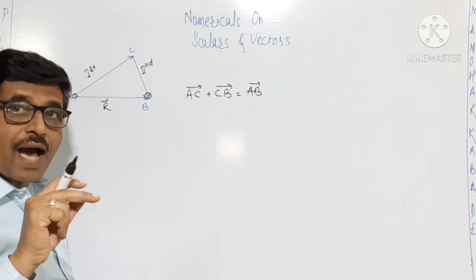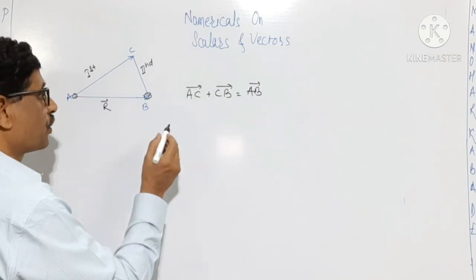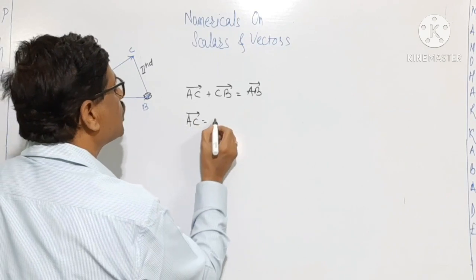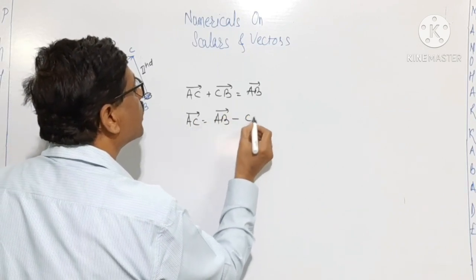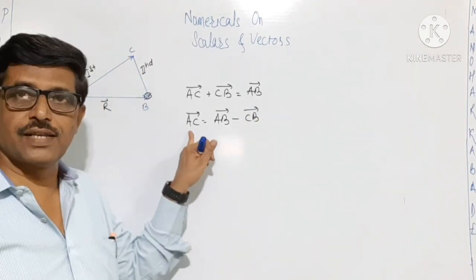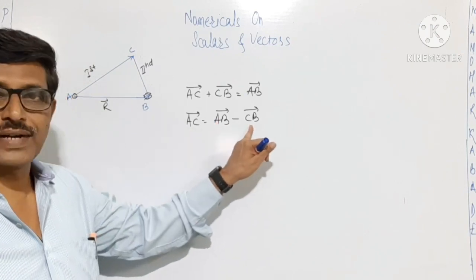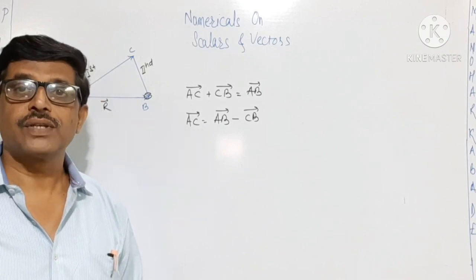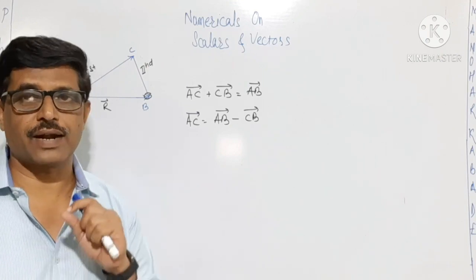But what is asked in the question is that you have to write vector AC in terms of AB and CB. Therefore we will write it is vector AB minus vector CB. Therefore, vector AC is equal to vector AB minus vector CB. Like this, you are able to perform the subtraction of vector using triangle law of vector addition.